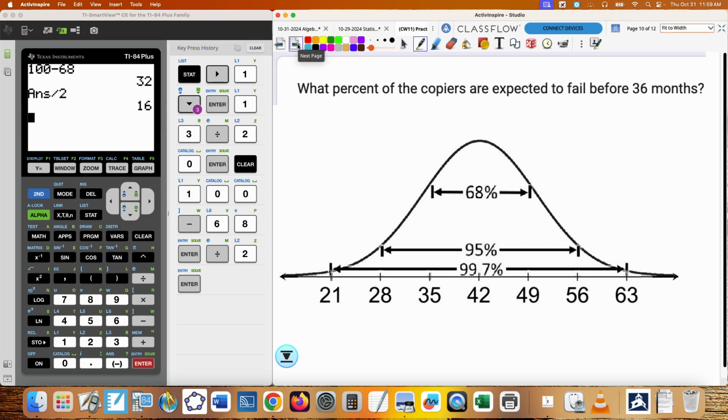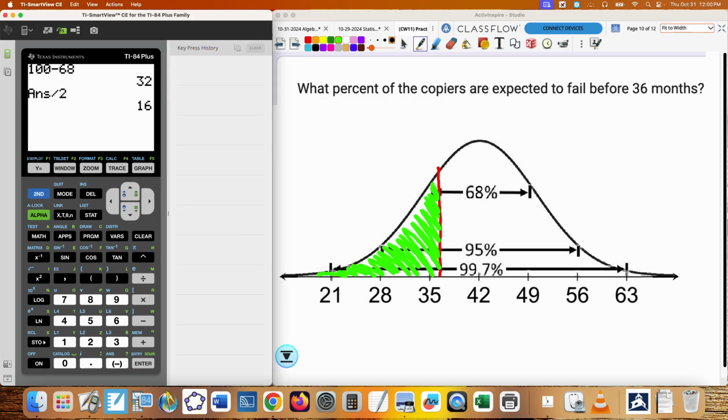What percent of these copiers are expected to fail before 36 months? Alrighty, so 36 months isn't quite here. If it was 35 months, the answer would be about 16%. But we can see that this contains a little bit more data than that. So our answer should be more than 16. All right, this is when we're going to use that calculator. Whenever it asks for an exact amount like this, use the calculator's inverse norm or normal CDF feature.